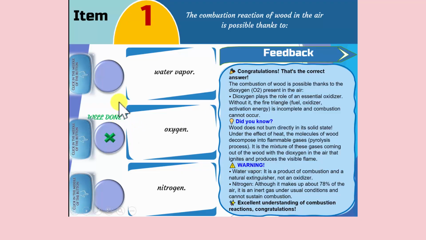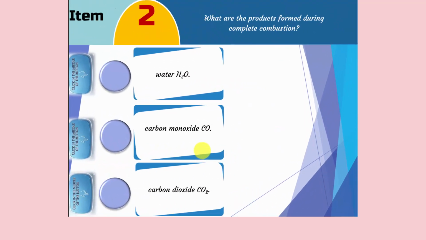Water vapor is produced during combustion and can help extinguish a fire, but it is not an oxidizer. Nitrogen makes up most of the air, yet under normal conditions it is inert and cannot sustain burning. One more important detail: wood does not burn directly as a solid. Heat first causes pyrolysis, releasing flammable gases that mix with oxygen and create the visible flame.